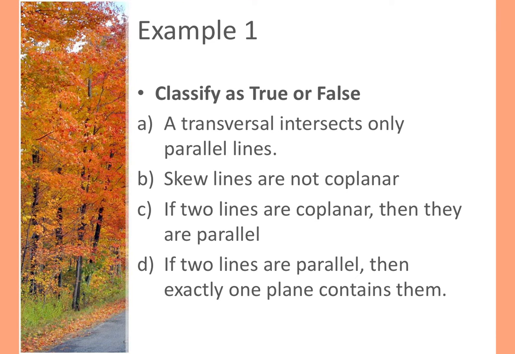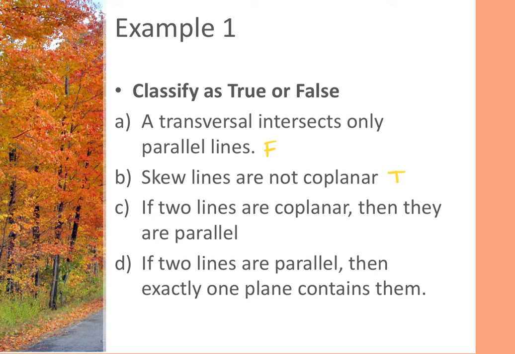All right, so here's some true or false. Classify as true or false. A says a transversal intersects only parallel lines. True or false? False. They can be any kind of lines, just 2 or more. B, skew lines are not coplanar. True or false? True. By definition, they are non-coplanar lines that don't intersect.